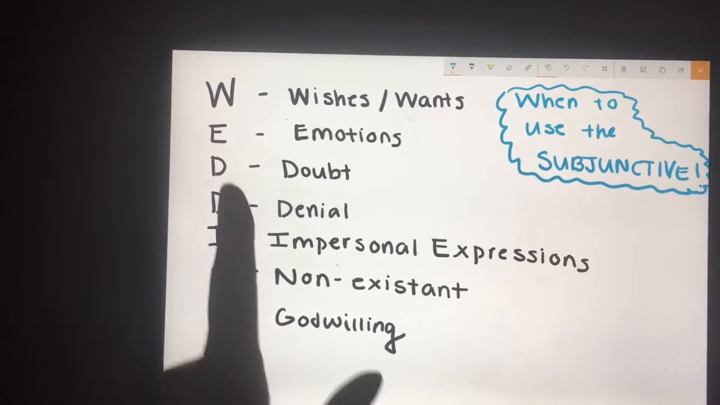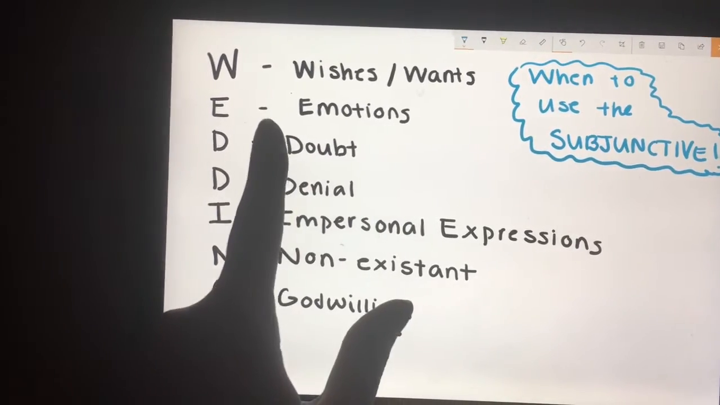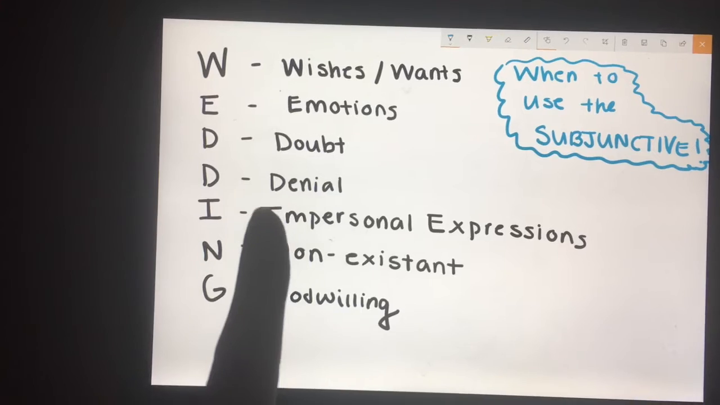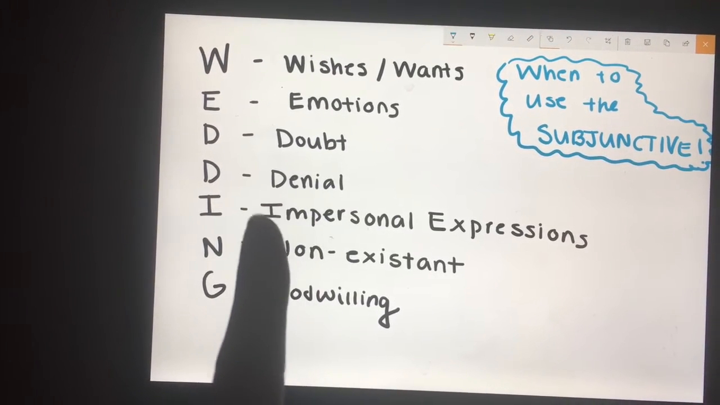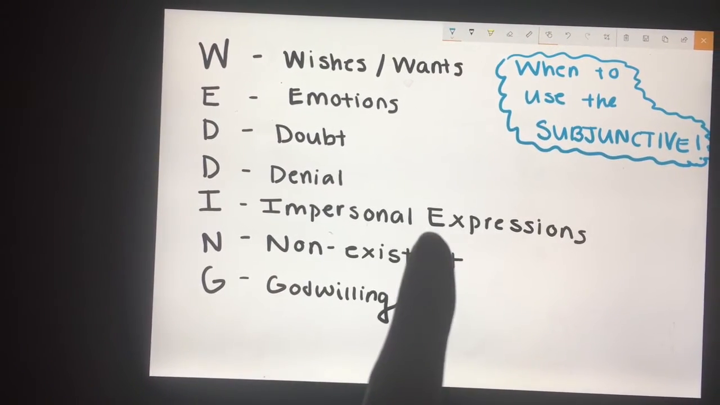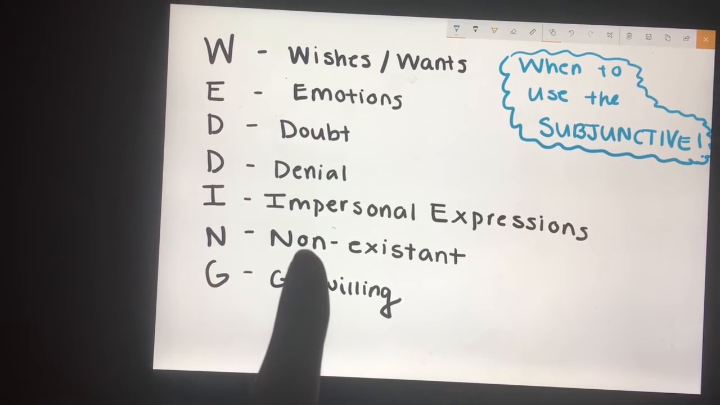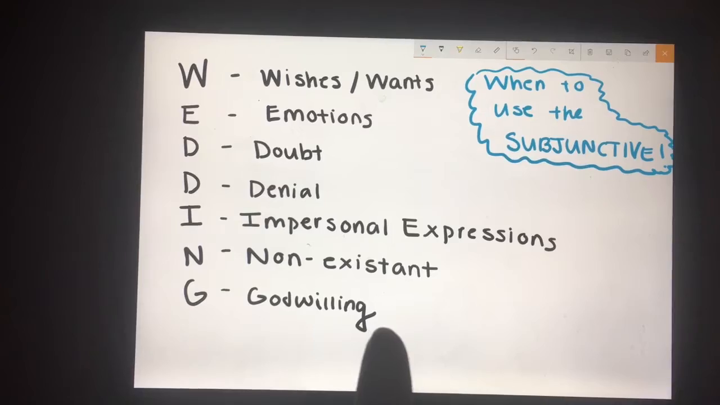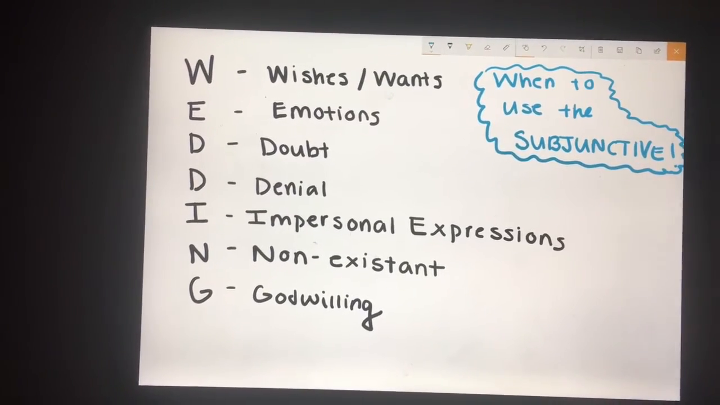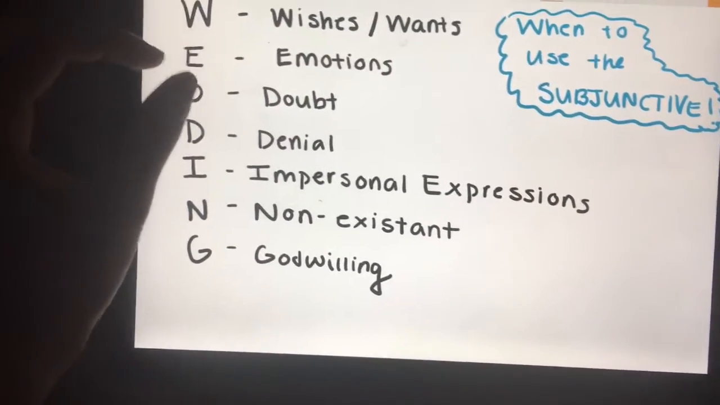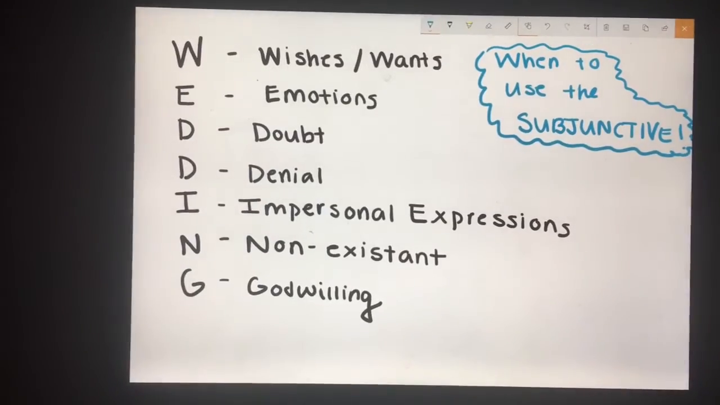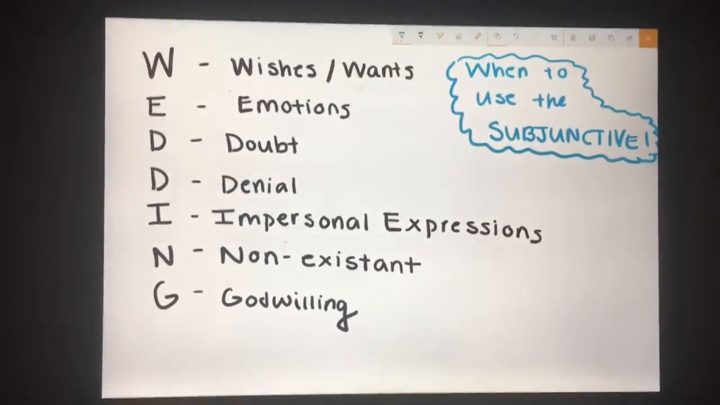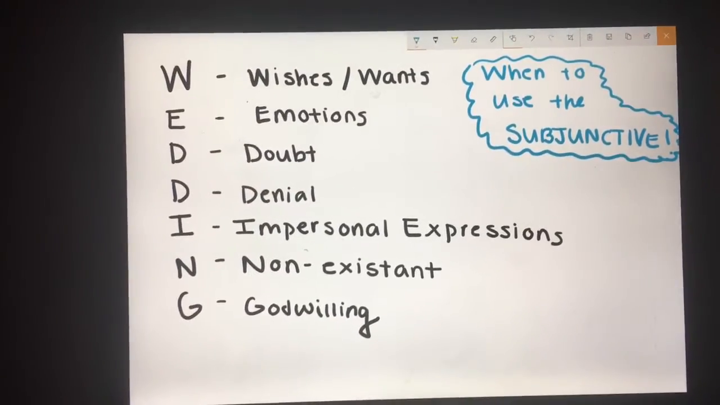The W stands for wishes and wants, the E stands for emotions, the D stands for doubt, the other D stands for denial, the I stands for impersonal expressions, the N stands for non-existent, and the G stands for God willing. We're going to look at each letter isolated, and I'll give you a few examples. We're also going to discuss how to actually form a subjunctive clause. So let's get into it.